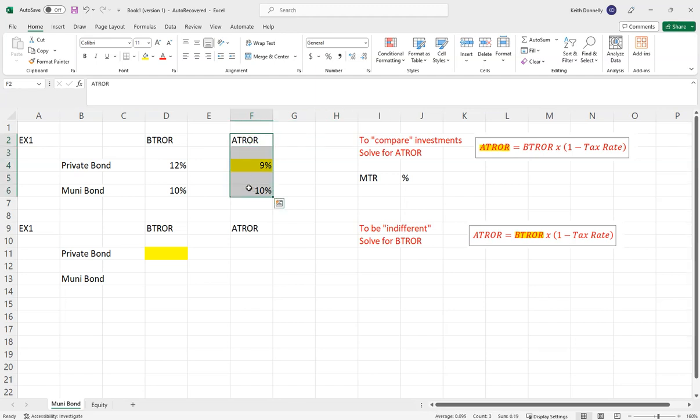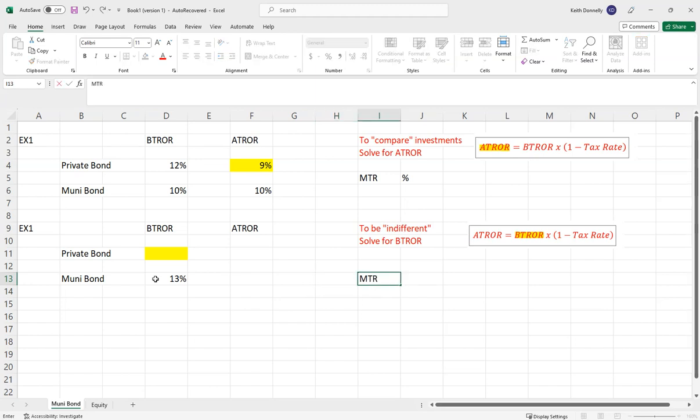However, the book loves to do these things. Something you might see in the homework is they're going to say to you, what kind of rate would be involved to be indifferent? So they would give you this. Here are the facts: we have a 13% rate of return on a muni bond. We have a marginal tax rate of a certain percentage. And then they would say, what would we have to charge on this private bond for you to be indifferent? Well, that's a fancy way of saying these guys have to equal each other.